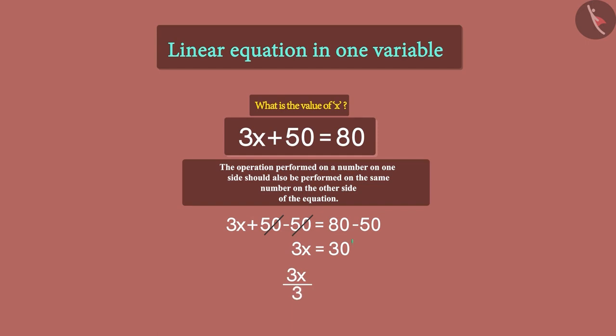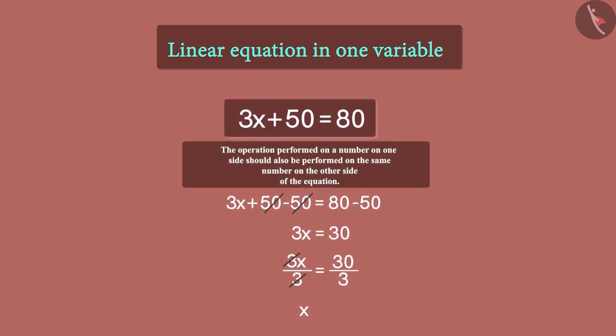But then, we have to divide by 3 on the right-hand side also. Now 3 and 3 cancel each other on the left. And on the right-hand side, we can divide 30 by 3 to get 10. So ultimately, we get the value of x as 10.